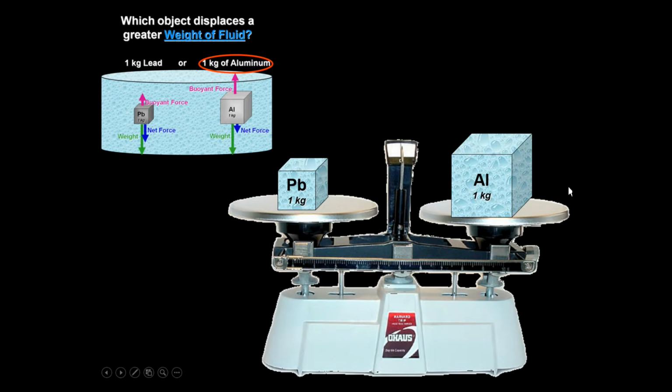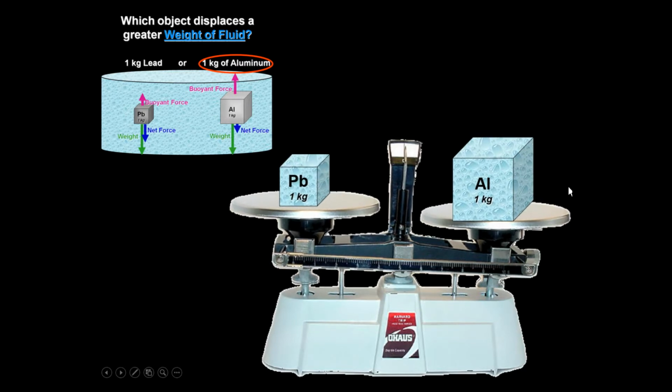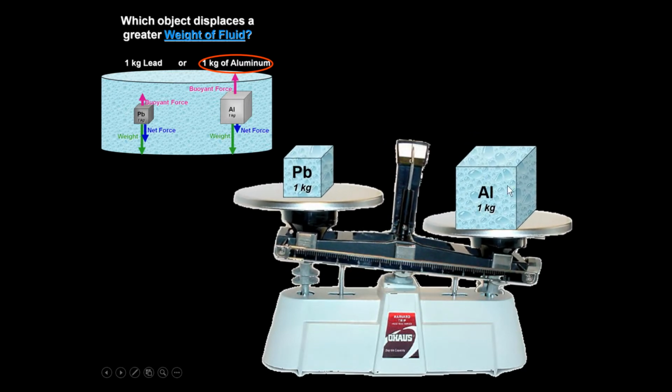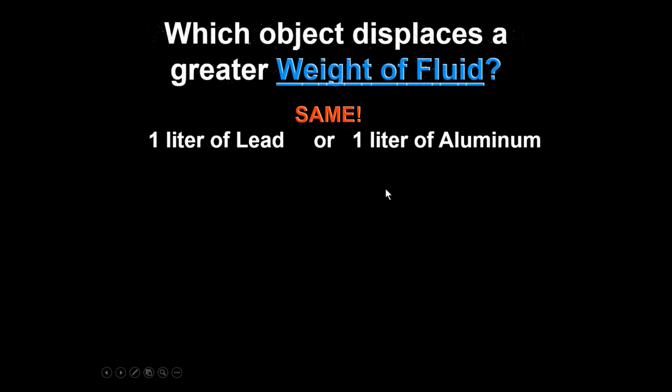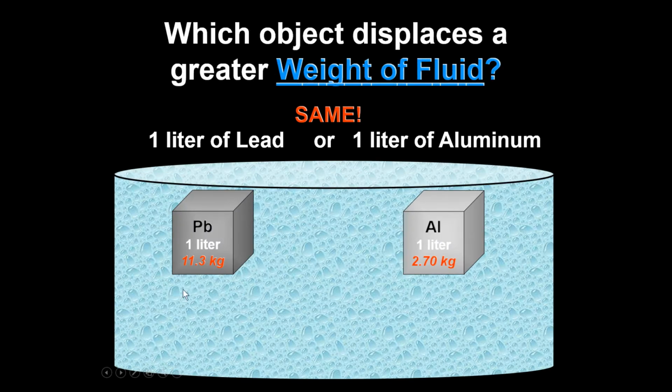All right, and that's just saying the same thing again. The weight of the fluid displaced was greater, so the buoyant force was greater. Now, if I had 1 liter of lead and 1 liter of aluminum, which would have a larger buoyant force? Well, a liter is a unit of volume, not mass. So the size of this and the size of that are the same. And so each is going to displace the same amount of fluid. The buoyant force would be the same.